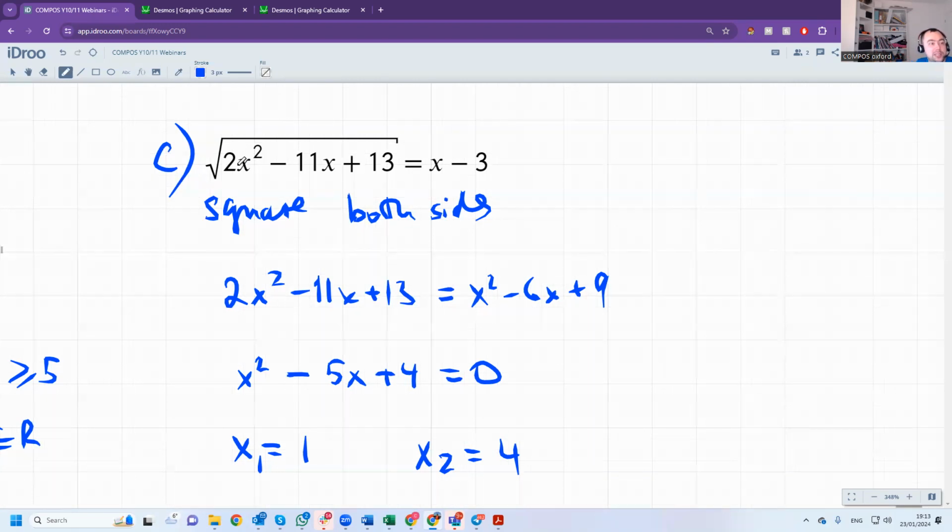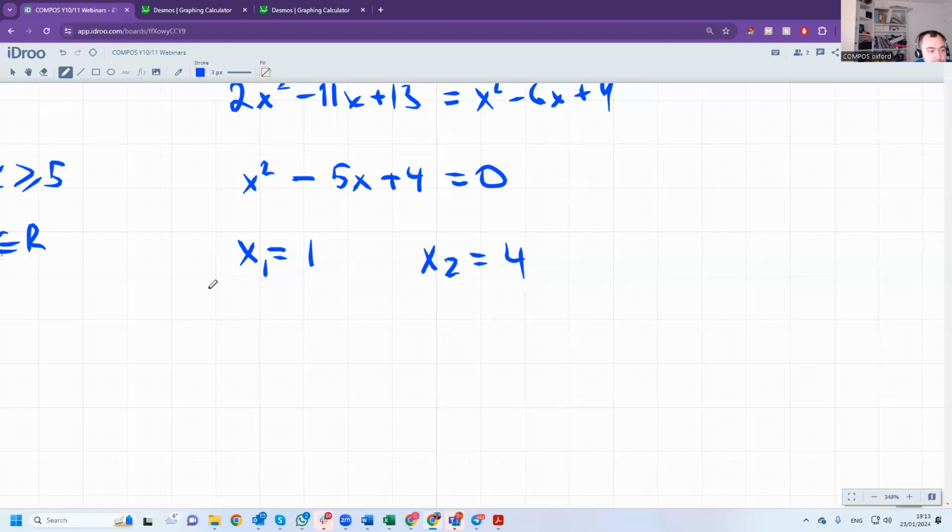So if x is 1, so 2 minus 11 plus 13, it does make sense. Oh no, it doesn't, because 1 minus 3 is minus 2. The square root of something cannot be negative 2, so it doesn't make sense. X equals 4 makes sense on the other hand. So 1 is not a solution, and this one is.